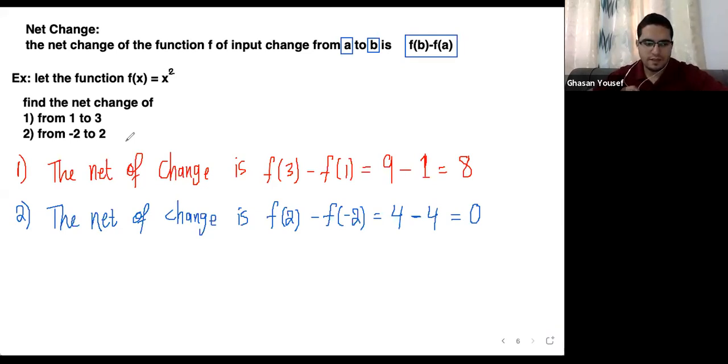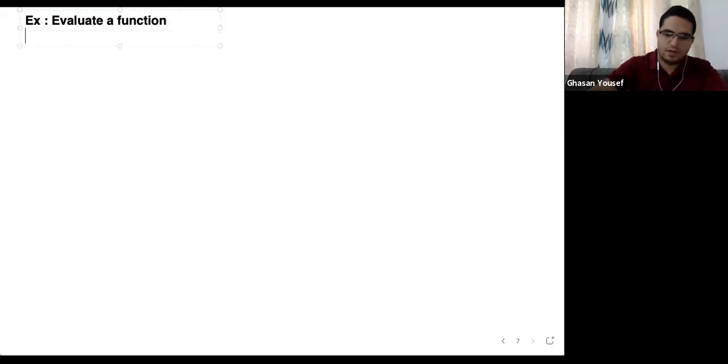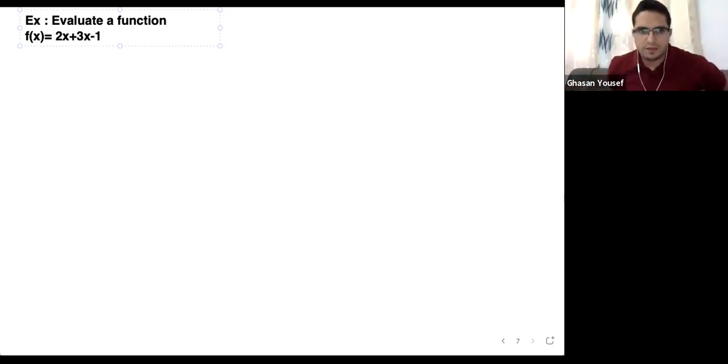Okay, we're going over another example, evaluate a function. So the example now: evaluate a function f of x equal 2x squared plus 3x minus 1. f of x equal 2x squared plus 3x minus 1.